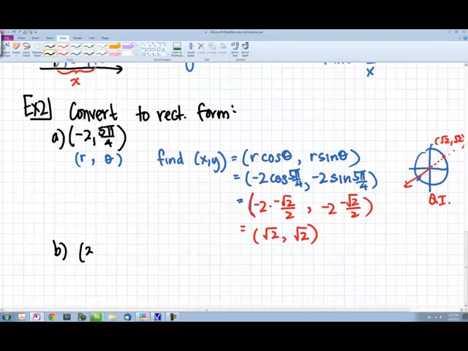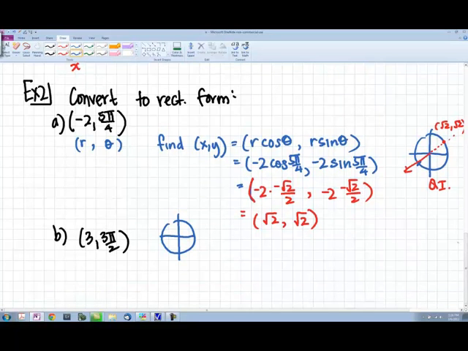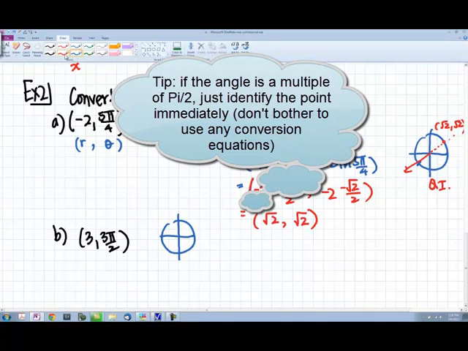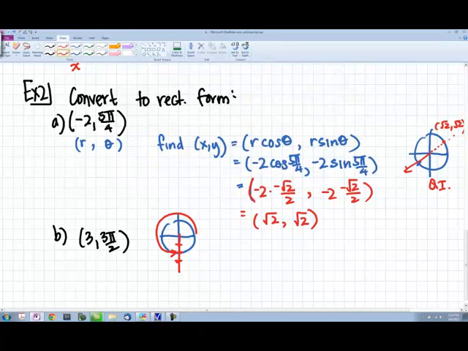How about the point (3 pi over 2)? In this case, 3 pi over 2 is on one of our axes. So whenever you have something like that, I really suggest you just draw the little picture and be done with it. Where is 3 pi over 2? That's over here on the bottom side of my y-axis. And you're going to count 3 spaces out. What is that point? (0, -3).